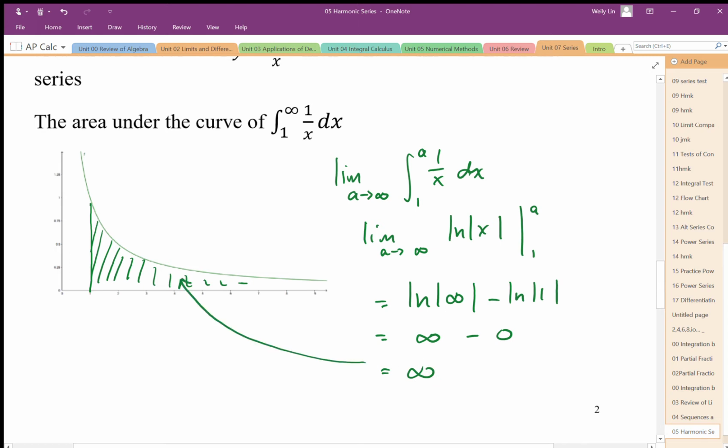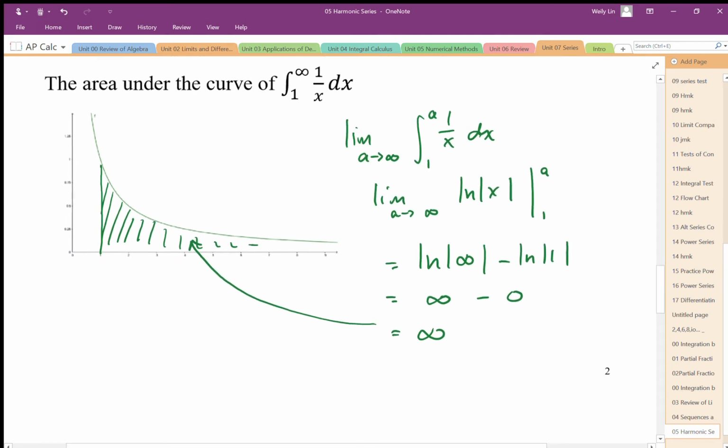Although, like I said, there's a little bit of a mismatch between the area under the curve and the area of the sequence, they behave similarly. And so if one converges, the other converges. If one diverges, the other diverges. So there it is. The area under that curve is infinite.